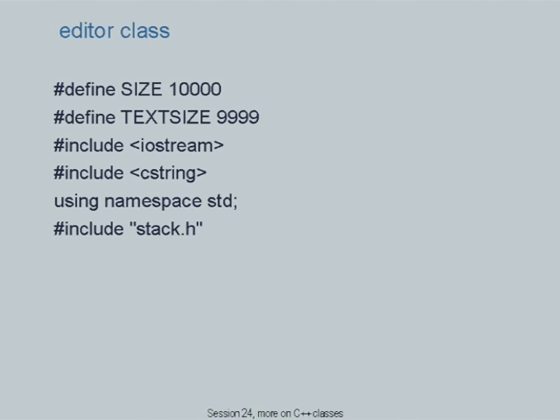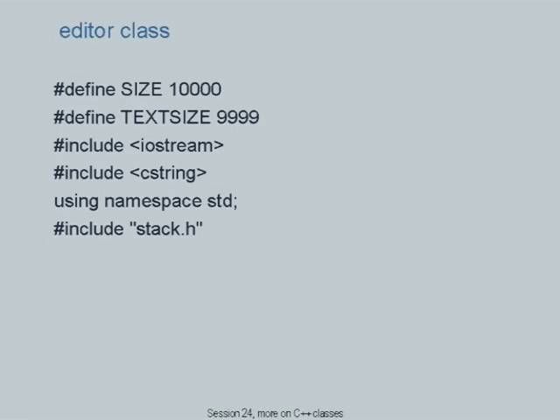I am defining size as 10,000, text size as 9,999. Why 9,999? Because when I read a text to be edited, it is not necessary that there should be a backslash zero at the end of that text. I might want to treat the entire text as a logical character string, in which case I must have a place to insert backslash zero myself, and therefore I am keeping that one position extra there. It is not necessary, but this is just a precaution that you can take.